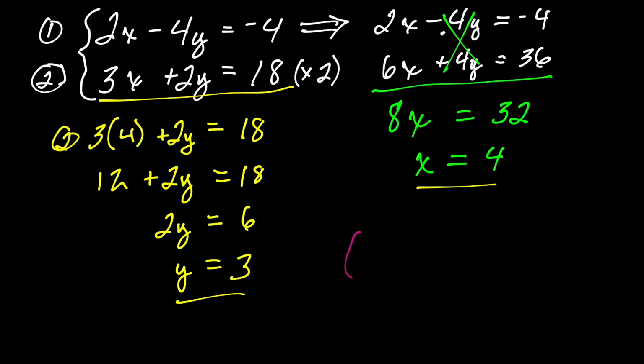So the point where these two lines would intersect is the point, oops, I did it backwards, try that one more time, is the point (4, 3). All right, I think you're getting the hang of this, but I will still show one more example for good measure.